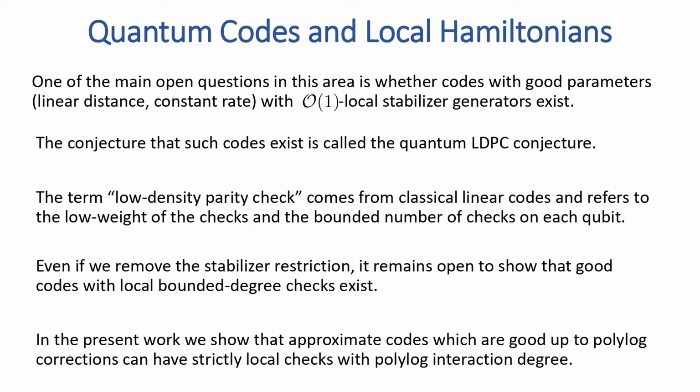But relevant to this talk is that even if we remove this restriction to have local stabilizer generators, and we just ask for local Hamiltonian terms in general, it remains open to show that good codes with local bounded degree checks exist. So what we really do in this work is we relax this in nearly every way possible to obtain a result that is approaching what we would really want.